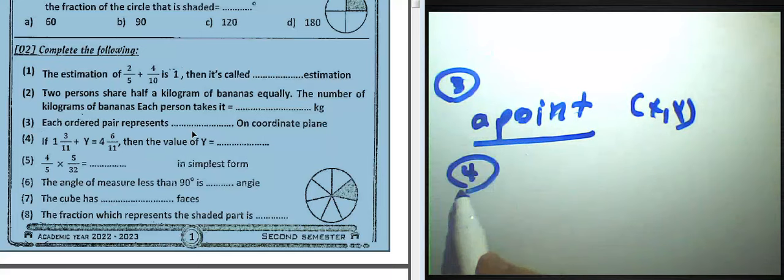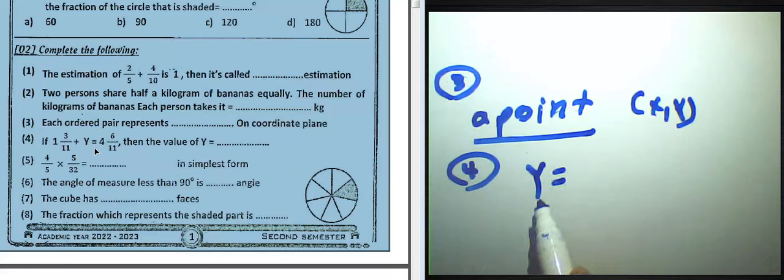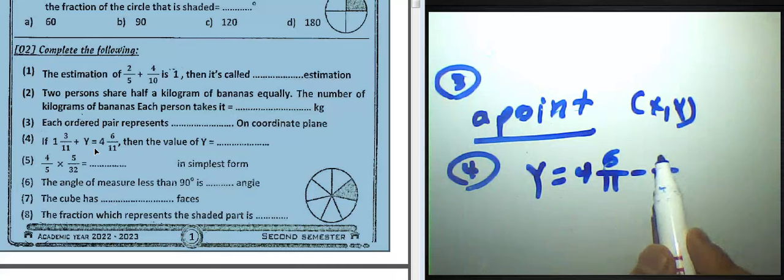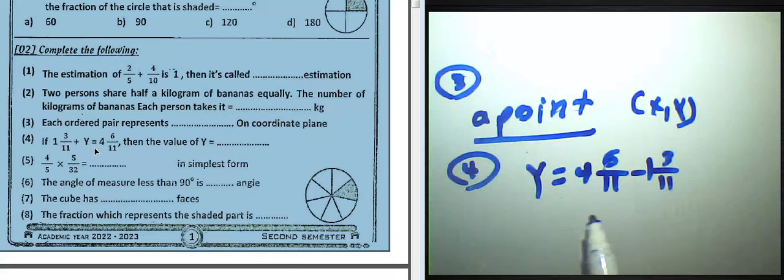Question number 4. If 1 and 3 over 11 plus y equals 4 and 6 over 11, then the value of y equals what? We can find the value of y by the difference between them. Subtract. Y will be equal to 4 and 6 over 11 subtract 1 and 3 over 11. Y will be equal to 4 minus 1 equals 3, and 6 minus 3 equals 3, and write 11 in the denominator. So the result will be 3 and 3 over 11. Right here in the space, 3 and 3 over 11.